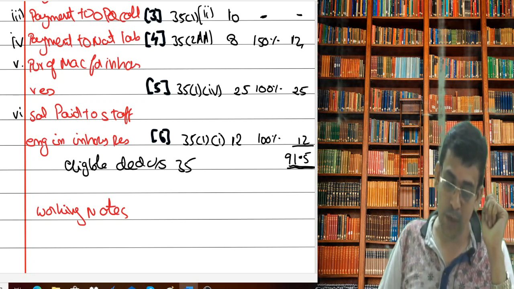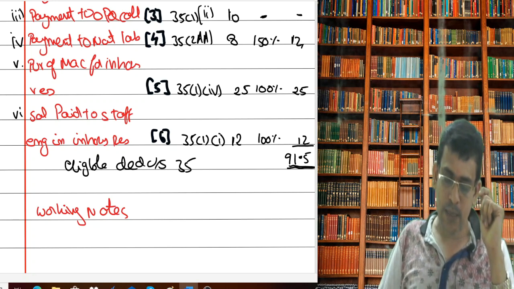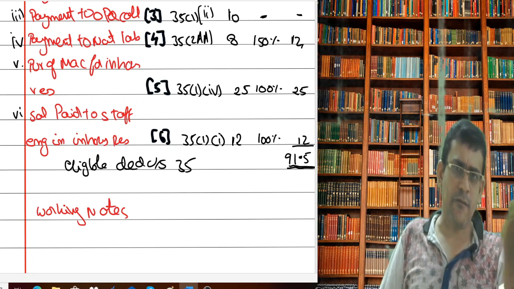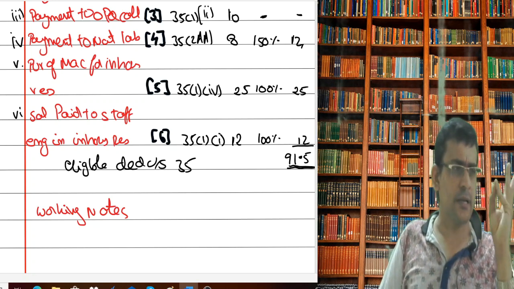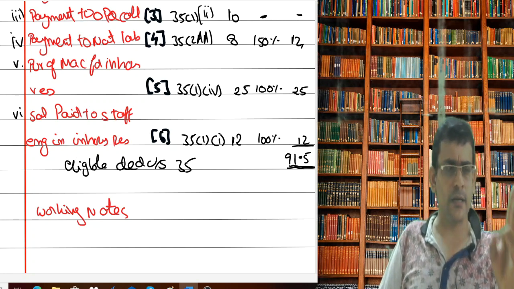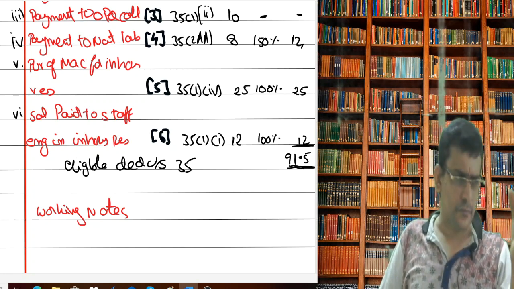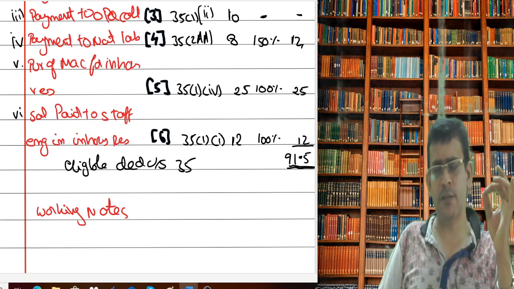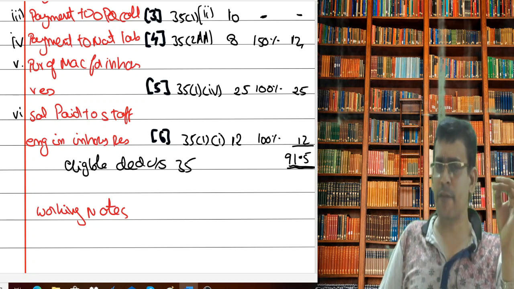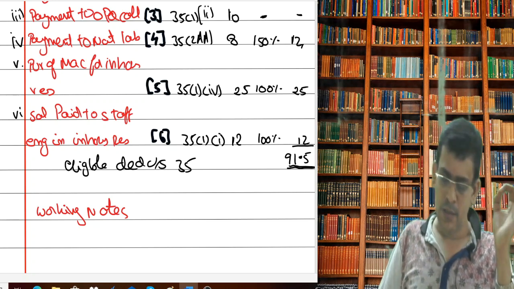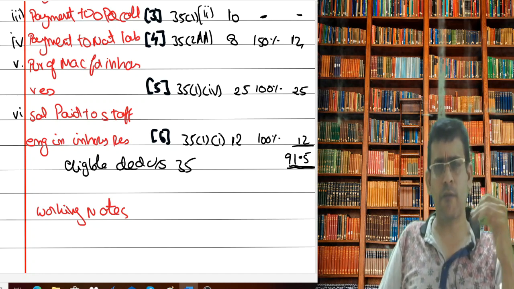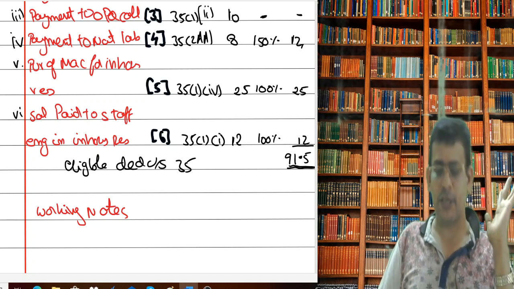Then, what is the fourth one? The fourth one is nothing but National Laboratory. Section 35 subsection 2AA, you should mention any sort of contribution to National Laboratory, Institute of Technology, which is carrying on approved scientific research, 1.5 times or 150% of that is allowed as deduction. That's the reason 8 lakhs into 1.5, 12 lakhs is considered as a deduction.